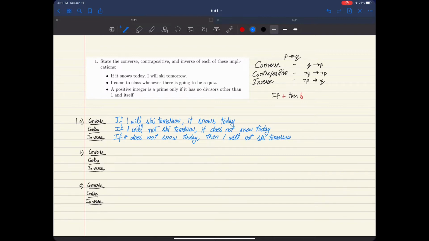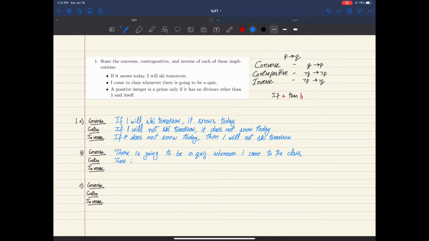Or you could also switch it in a way where it reads: if there is going to be a quiz, then I come to class. That's another way of representing this statement, but it's up to you what you follow. So here we are just going with what the statement reads. The converse becomes: there is going to be a quiz whenever I come to the class.